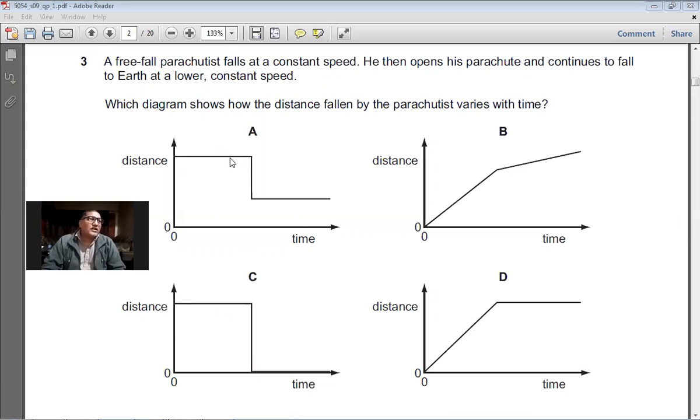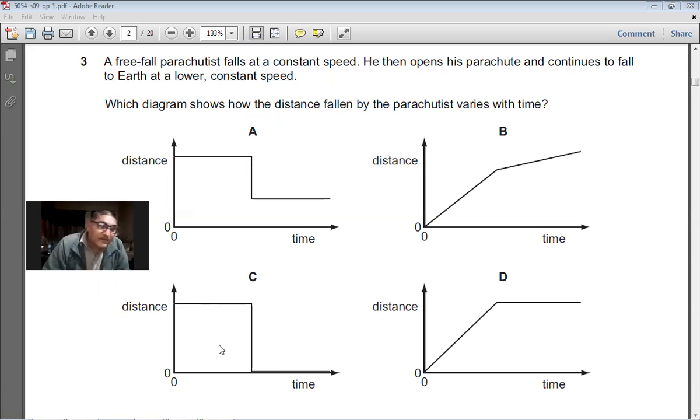So look at this graph. Here the graph is flat, so the gradient is 0. Here the graph is flat, the gradient is 0, meaning speed is 0. So again here the gradient is constant, it's flat, so the gradient is 0. These cannot be the answers because the parachutist has a certain speed.